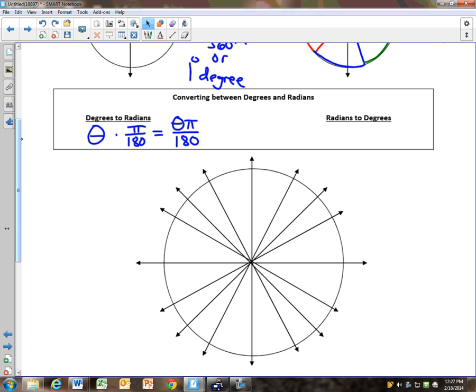Radians to degrees. We take theta and we multiply it by 180 and we divide it by pi. That's what we'll do.